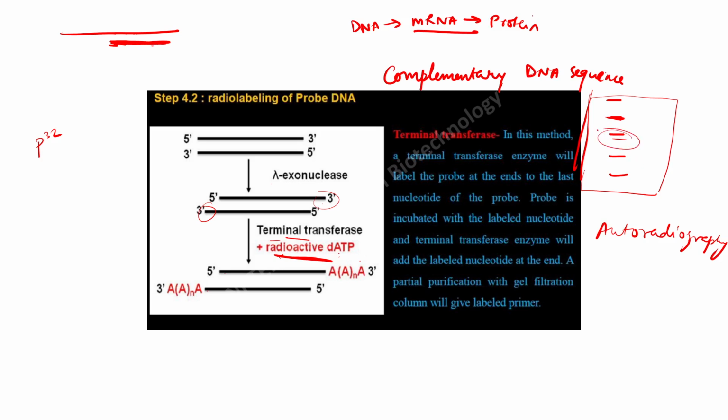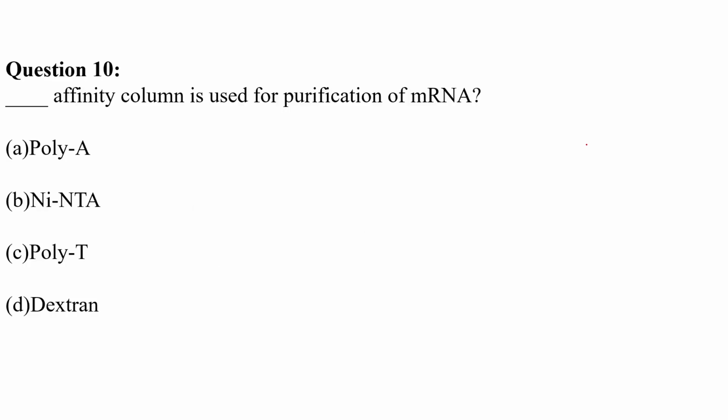I can see this band in the radiograph as a black band, and none of the other bands will be visible. That's how we'll know that okay, this band is present. That means this particular mRNA is present in the sample. This particular gene is being expressed. So that is the basic idea of how northern blotting is done and how radiolabeling of a probe is done. Okay. Now moving on to the next question, question number 10.